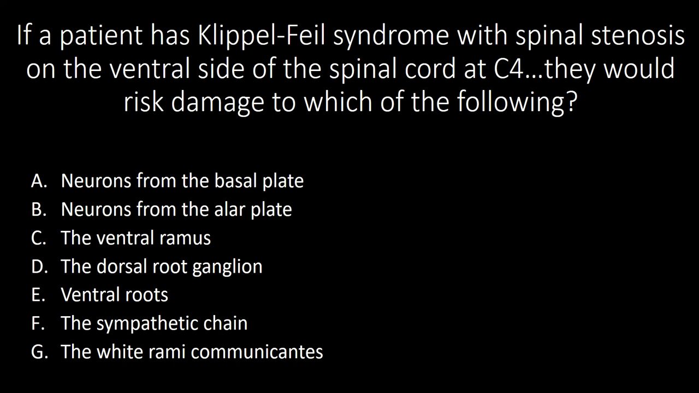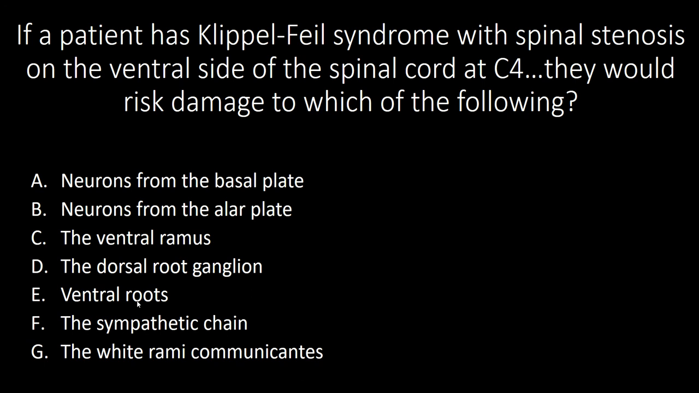What might be on the ventral side of the spinal cord that could be damaged? And so would there be neurons from the basal plate or the alar plate? Oh man, which one's on the ventral side again? Well, alar is afferent, that's dorsal, so that's going to be basal. So yeah, sure, that could be. Okay, the ventral ramus, dorsal root ganglion. So just going through these structures here. The dorsal root ganglion is not on the same side.